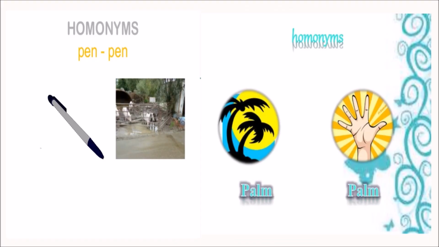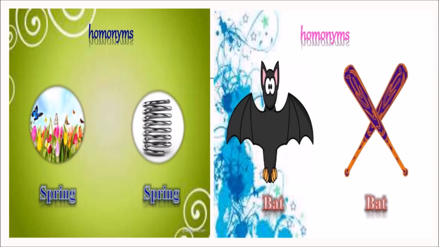Next we have pen, pen, palm, palm. Then we have spring, spring. Next we have bat, bat.